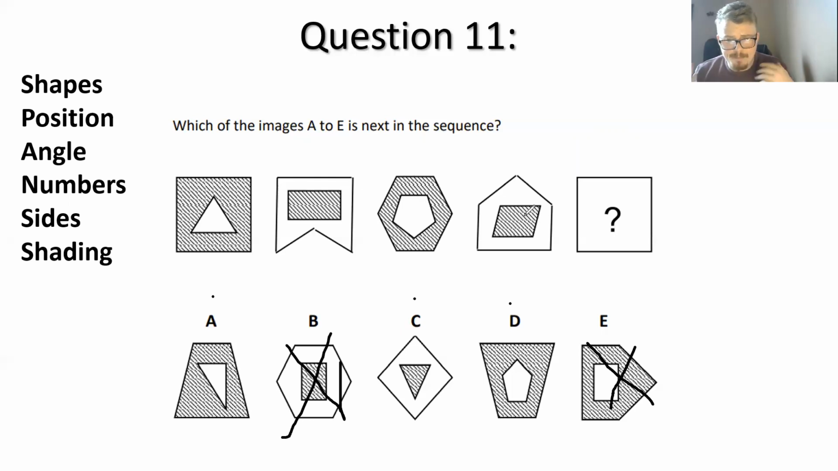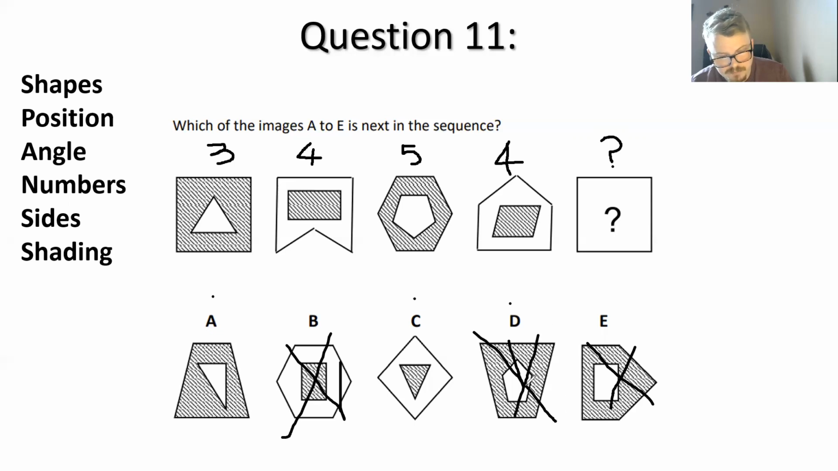So it's doing the same pattern as the outside shapes, but with different numbers. We've got a 3-sided shape inside, we've got a 4-sided shape inside, we've got a 5-sided shape inside, then 4. So again, we've got that symmetry going on. 3, 4, 5, 4. So a reasonable answer would be a 3-sided shape inside. So A has a 3-sided shape inside, C has a 3-sided shape inside, but D doesn't. So it can't be D. So now I'm left with A and C.